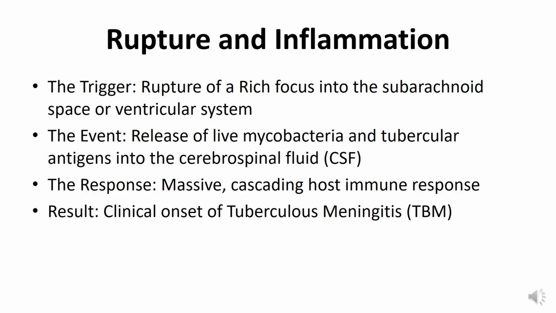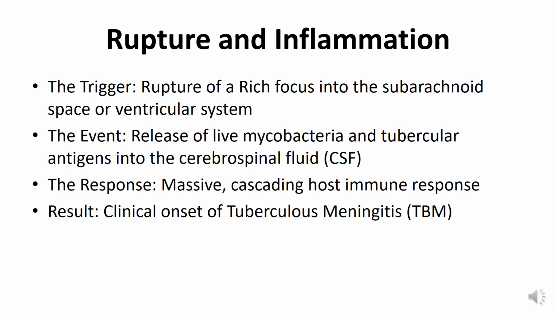Once rupture occurs, the infection is no longer confined to a small, isolated lesion. Instead, live Mycobacterium tuberculosis organisms gain access to the CSF. Along with the bacteria, large amounts of tubercular antigens are also released. These antigens are molecular components of the organism that the immune system recognizes as foreign. This sudden exposure creates a major problem.